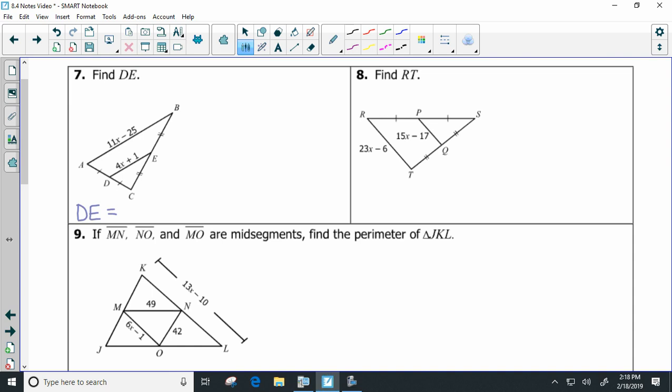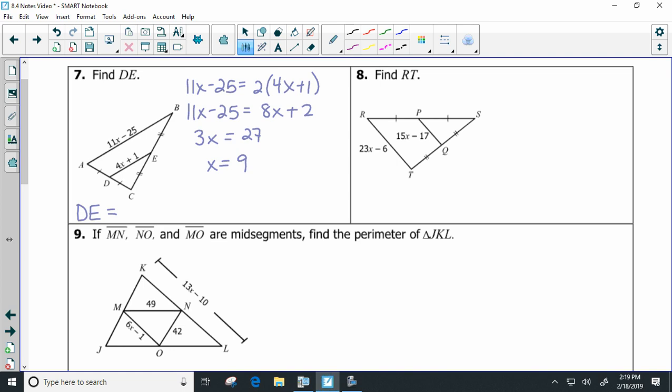All right, well, I know this. I know that DE is a mid-segment because it connects two midpoints of a triangle. So that means the third side, 11x minus 25, is going to equal 2 times the mid-segment, which is 4x plus 1. Distribute first. 2 times 4x is 8x, and 2 times 1 is 2. Subtract 8x, add 25, divide by 3, and you should get x to equal 9.